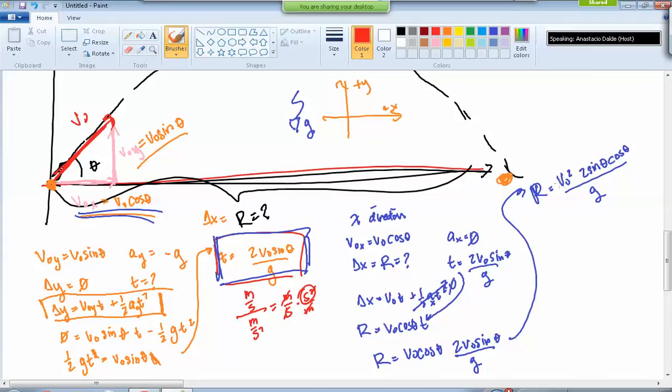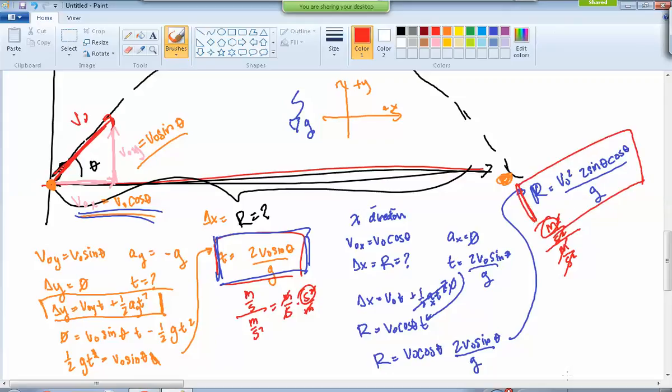Check the units. The velocity initial is meters per second, but I'm squaring that, so it's meters squared per second squared. 2 sine theta cosine theta is no units whatsoever, and gravity is in meters per second squared. This guy cancels out with that guy. This guy cancels out with one of those guys. I'm left with meters. Yippity-doo-dah day. That is what my range is supposed to be measured in. Meters.